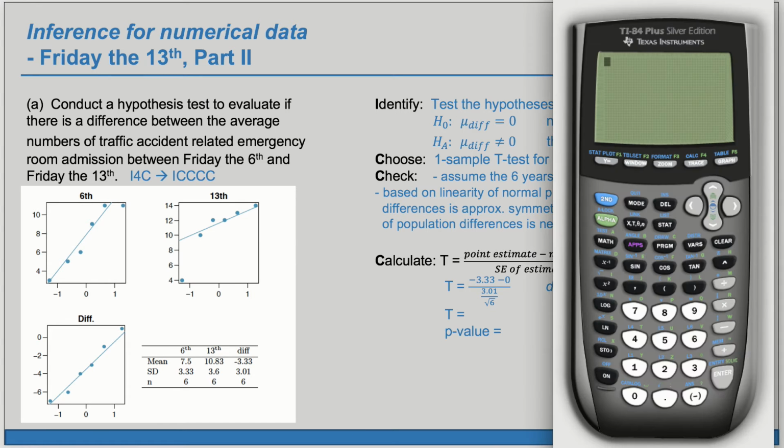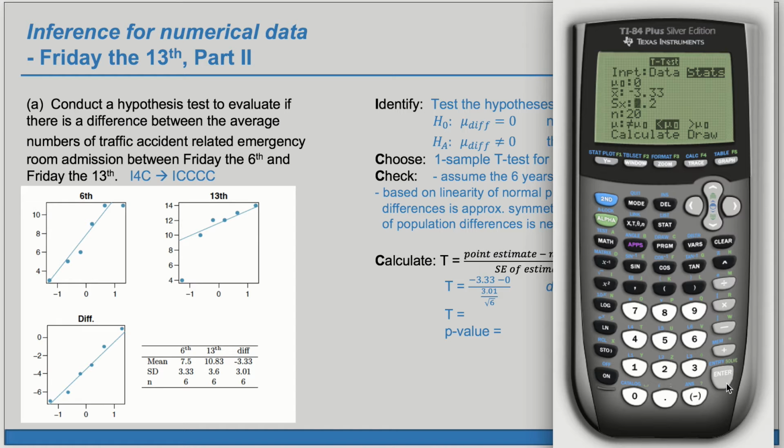For a shortcut, we can grab a calculator. I'm going to use a TI here and go to Stat, Tests, T-Test. We're doing a T-test. We don't have all the data. We have the summary stats. Our mu sub 0 is 0. That's what we're hypothesizing for mu under H sub 0. Our sample average is negative 3.33.